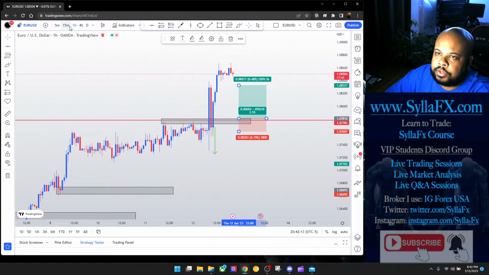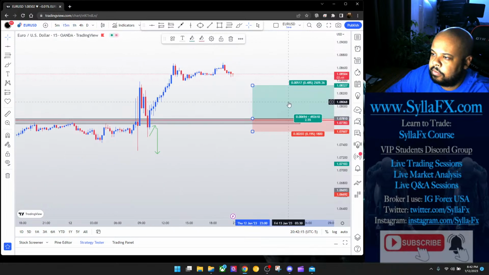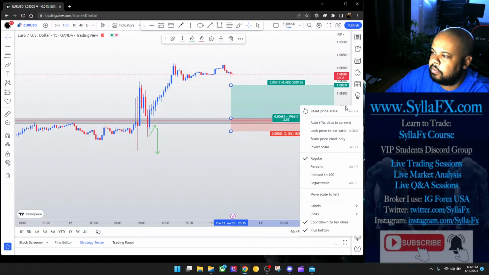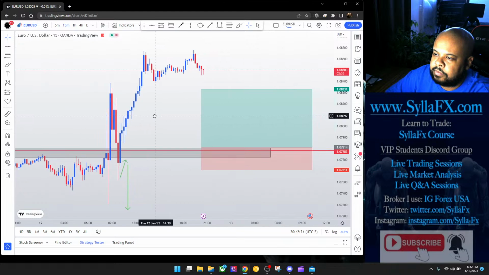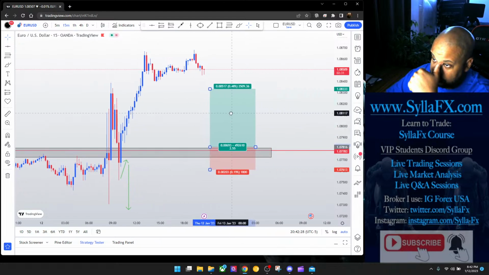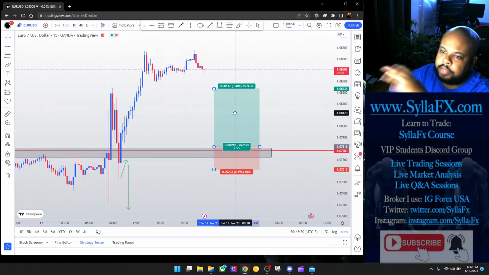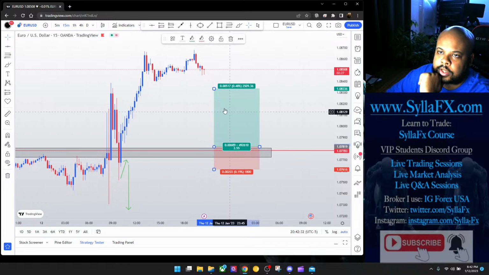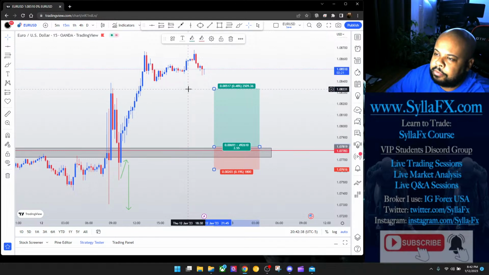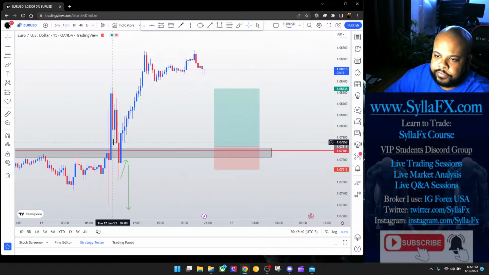So if I jump over to the 15 minute, let's go ahead and actually, let me fix this a little bit. Okay. So this is the entry that I would be looking for on this. My trades are typically taken on the 15-minute chart. Sometimes I'll look at the 5-minute and see how it's reacting a little bit better. But for the most part, I'm going to take my trades off of the 15-minute.